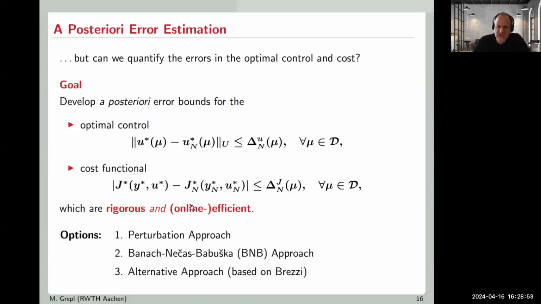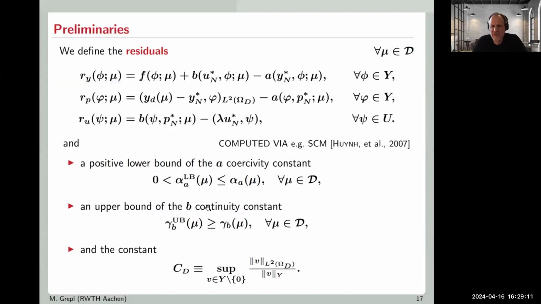So we need these bounds which are rigorous and online efficient, and there are several options in the literature, and several groups have worked on this. I just want to basically briefly mention this alternative approach based on Brezzi. What we require are the residuals of the state equation, the adjoint, and the control.